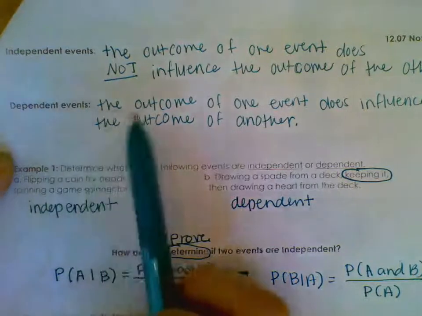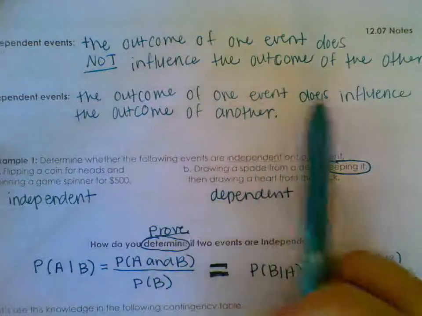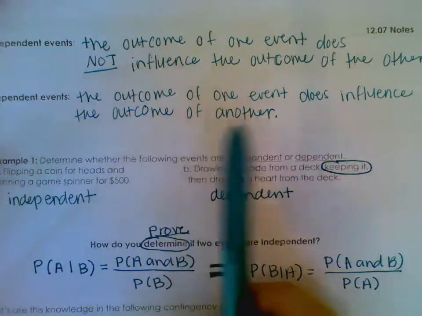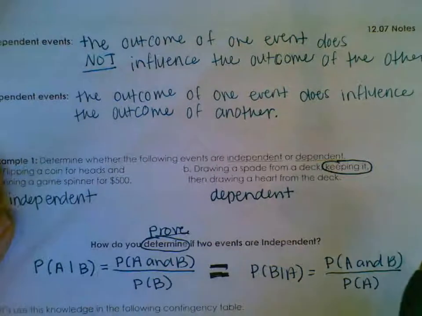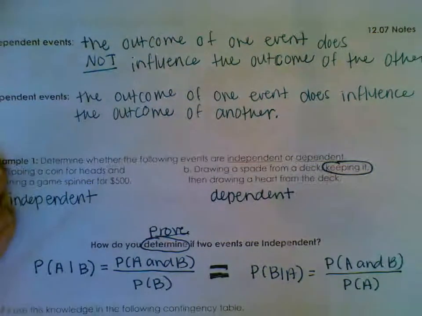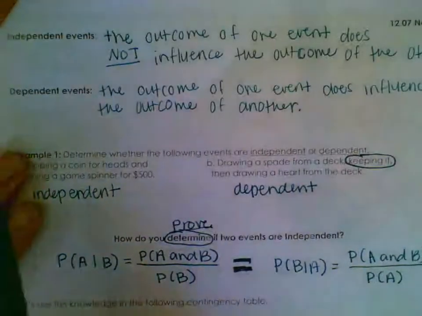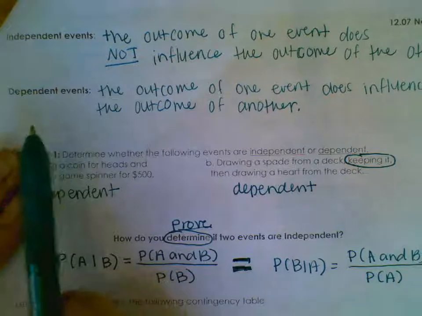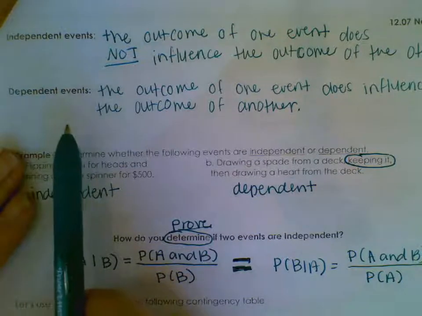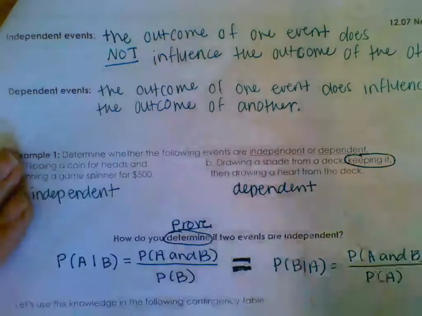Dependent events. This is where the outcome of one event does influence the outcome of another. So that first event does something to change the probability of the second event happening. It has an effect on that second probability. That's how you know that it's dependent, because the first event affects that second event. It is dependent on the first event.